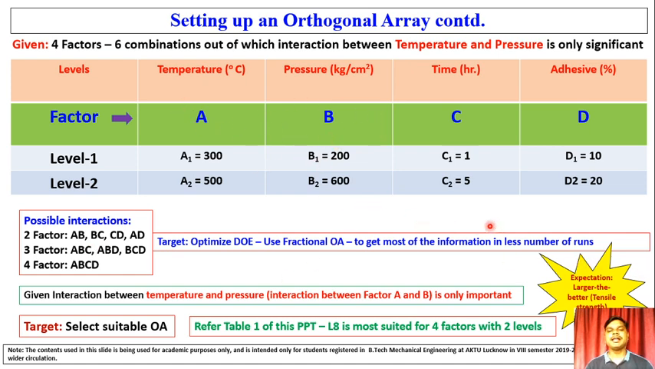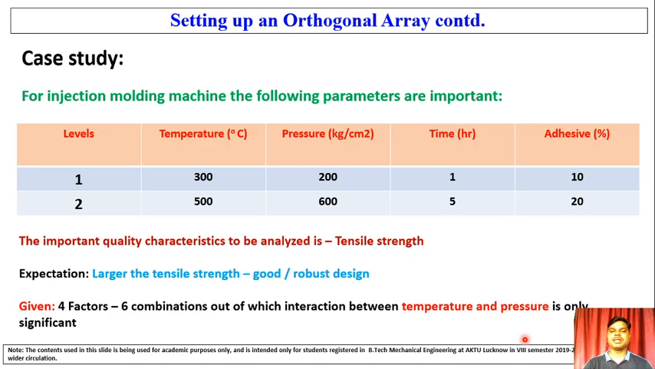Okay, and as I told, the expectation is larger the better, that is, tensile strength should be as large as possible. So we can use the expression for larger the better computation and find out the response using these factors. We have to select a suitable target, as our purpose is not to design an orthogonal array but to select a suitable orthogonal array. So we can use table 1 of this PPT. The L8 orthogonal array is most suited for four factors with two levels, as we have discussed here.